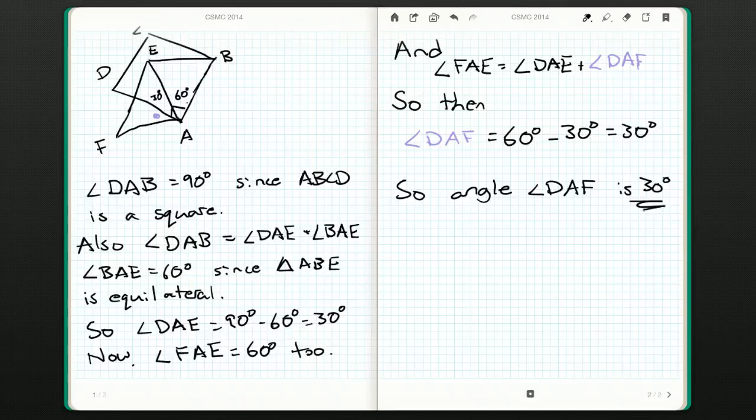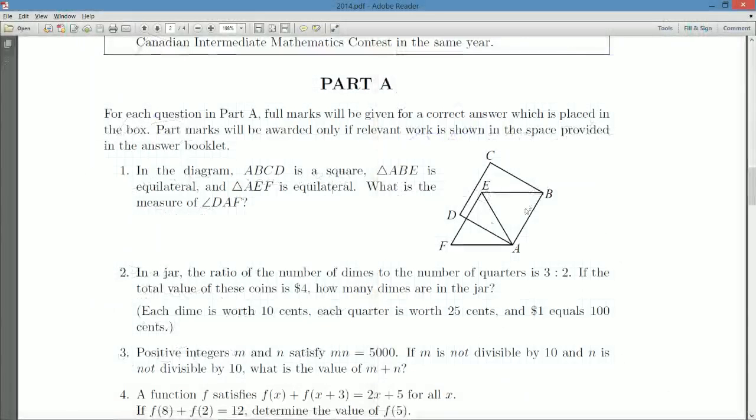We didn't need to write out all this exposition, but if for some reason we had a calculation error, we could get part marks. If we go back and look at question number 1, all we were asked was what is the measure of angle DAF? We've got that. It's 30 degrees, and we justified it a little bit too. But if you sort of knew what you were doing, you could just put 30 and move on. That's a great time saver, but it does come with a bit of a risk. Of course, if you're writing the contest, the choice is yours to make. It's a great starter question with a little bit of angle chasing around a diagram with some familiar objects, squares and equilateral triangles. Good start to the 2014 CSMC. Join me in the next video as we take a look at question number 2.